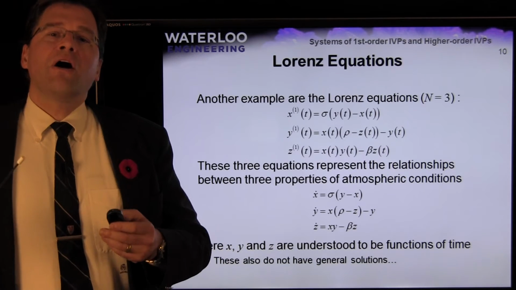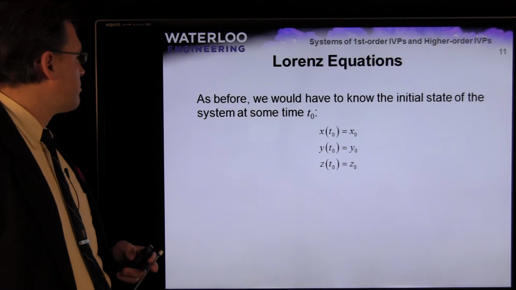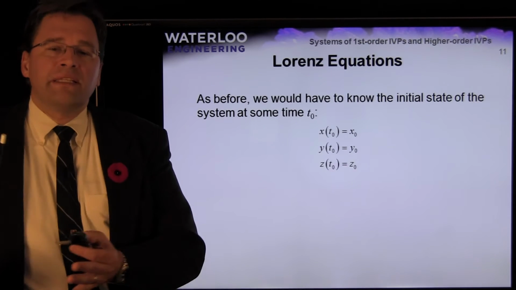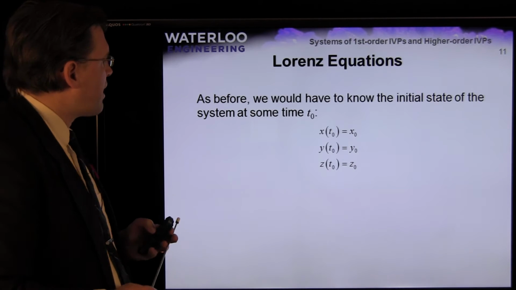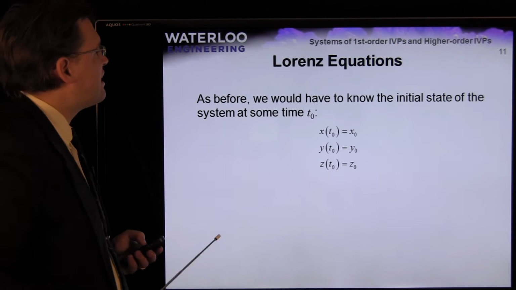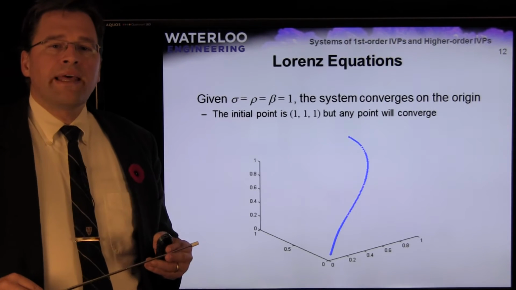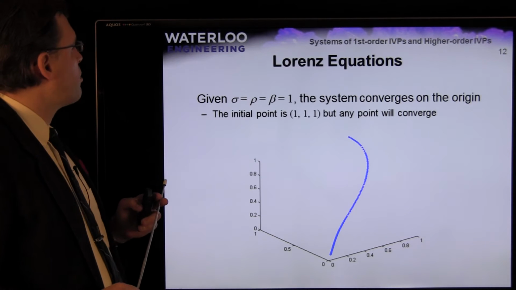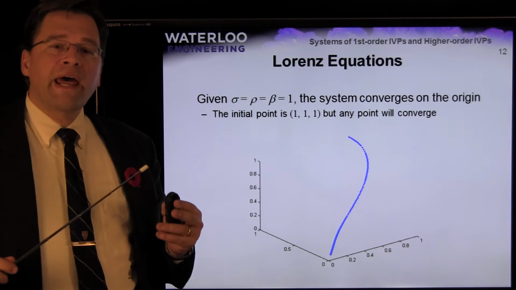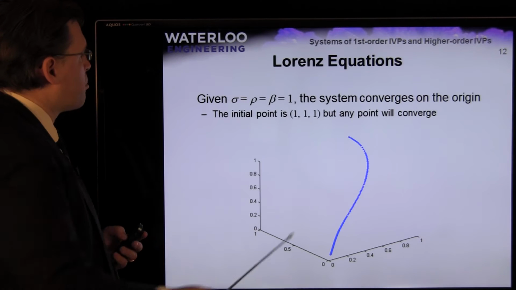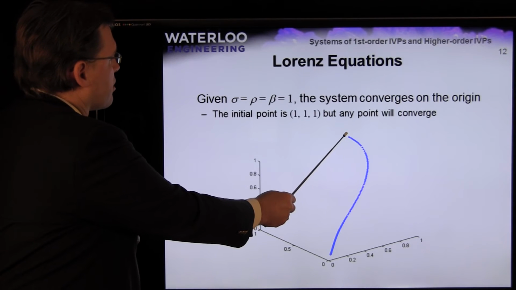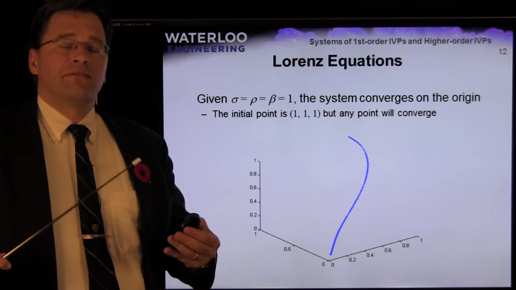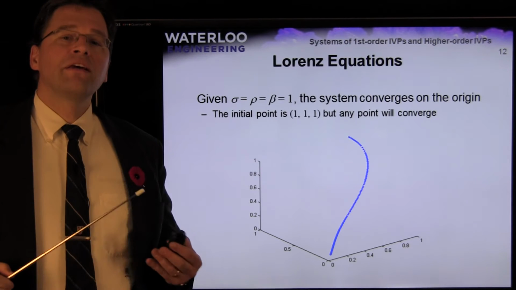And again, here we also do not have a general solution. As before, we need to know the state of the atmosphere at some initial time. So we know that at time t0 we have three initial values. Now, if the values of sigma, beta, and rho are all 1, what happens is that the system converges from any initial point to the origin. No matter where you start, if we start at 1, 1, 1, over time, all three functions x, y, and z converge to 0.